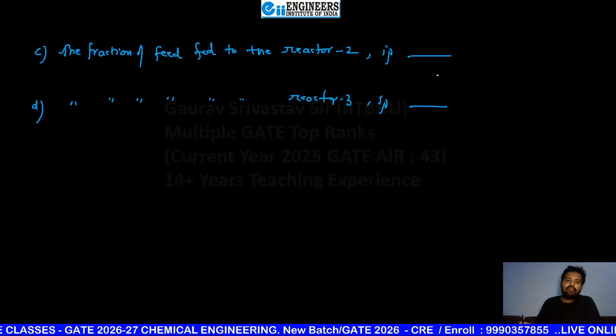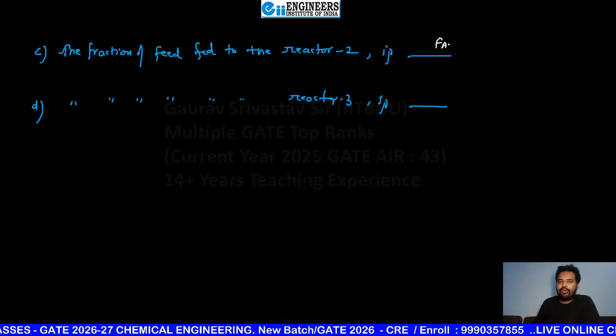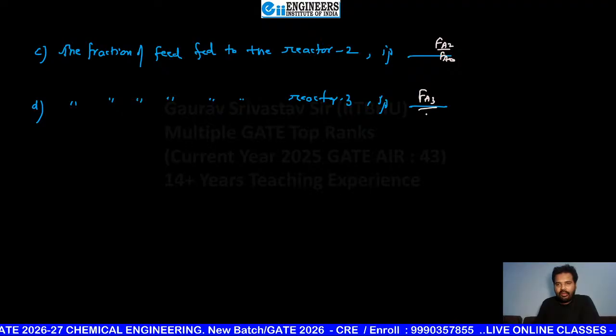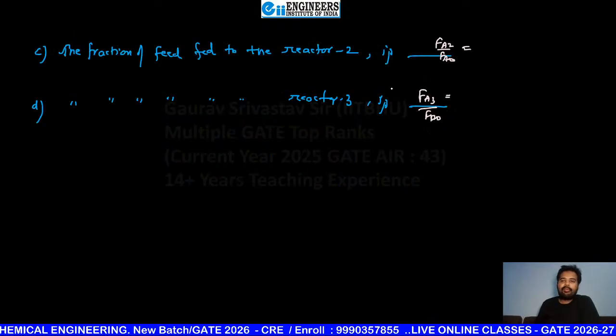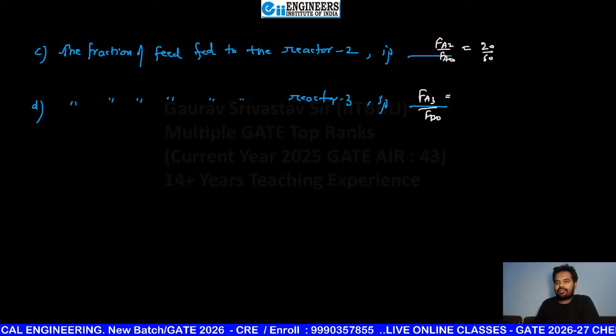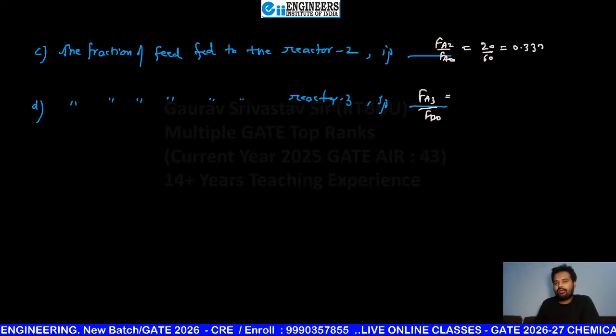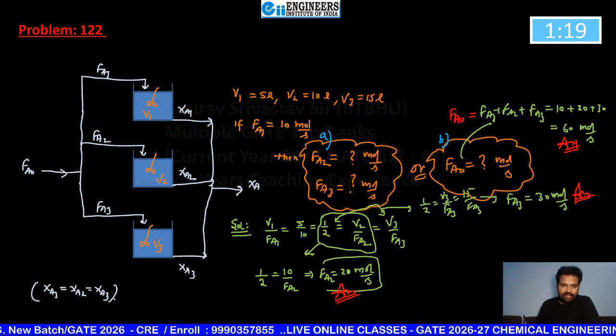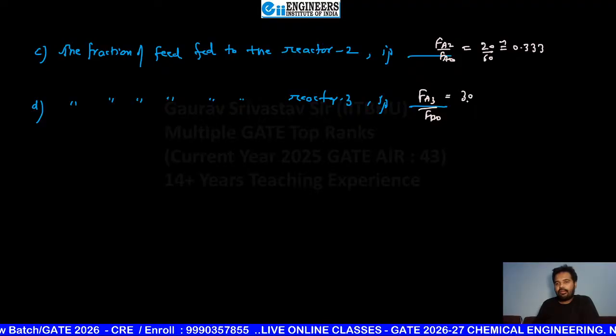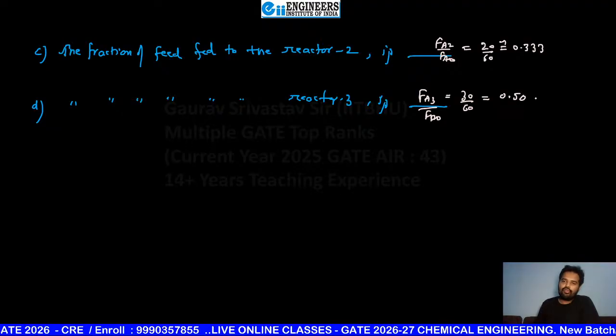Very good. So for the second, you need FA2 by FA0. Here you need FA3 by FA0. For the first one, what is the value of FA2? FA2 is 20. So 20 by 60, that means 0.333 up to 3 decimal places. And here, what is the value of FA3? FA3 is 30 mole, so you can write 30 by 60. After solving, it will give you 0.50.